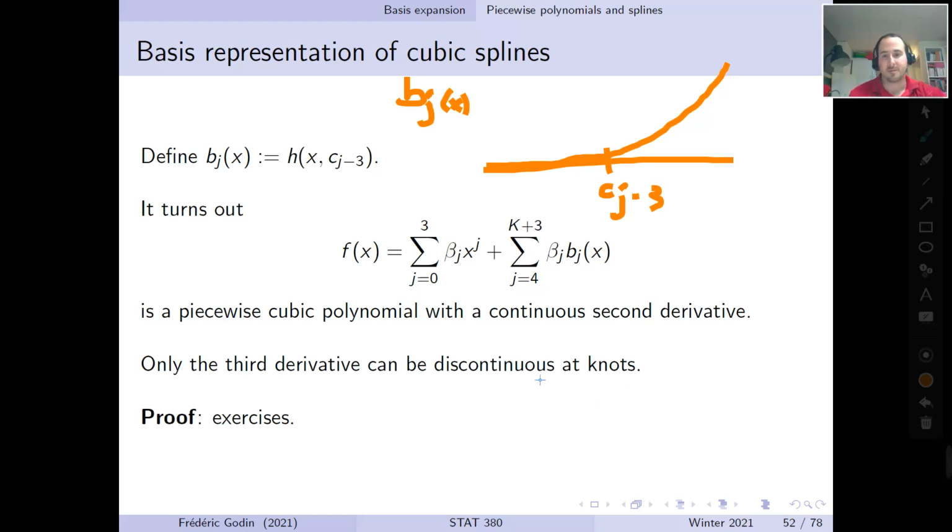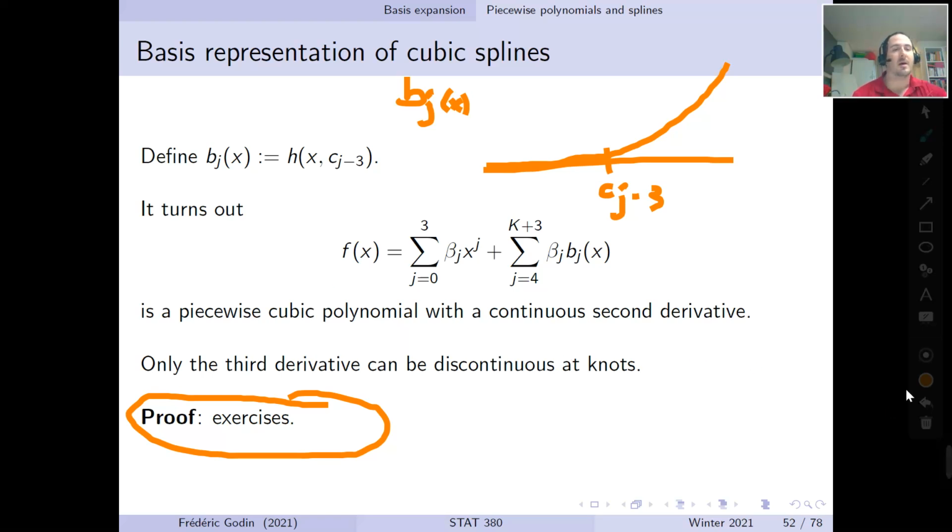So now we stated the result. It remains to prove that statement, and the proof can be found in the exercises. Please go through the exercises and do the related exercise to understand this result.